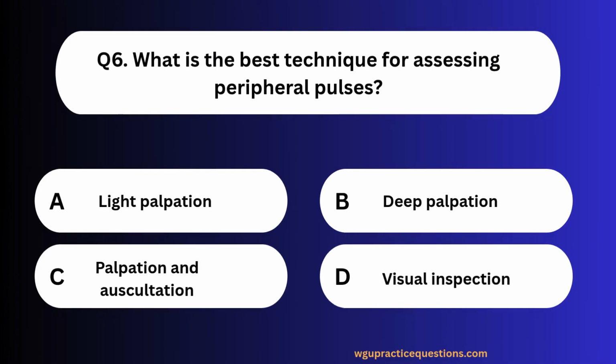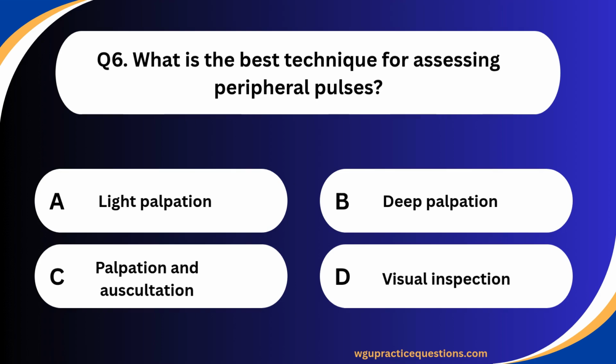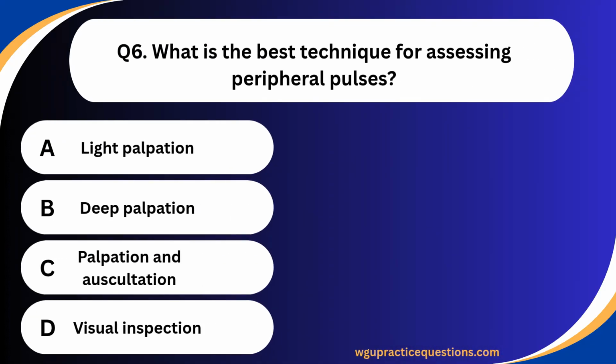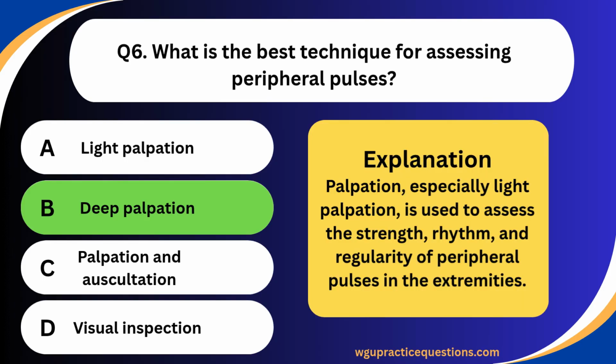Question 6. What is the best technique for assessing peripheral pulses? A. Light palpation. B. Deep palpation. C. Palpation and auscultation. D. Visual inspection. Which one is the correct answer? The correct answer is A. Light palpation. Explanation. Palpation, especially light palpation, is used to assess the strength, rhythm, and regularity of peripheral pulses in the extremities.